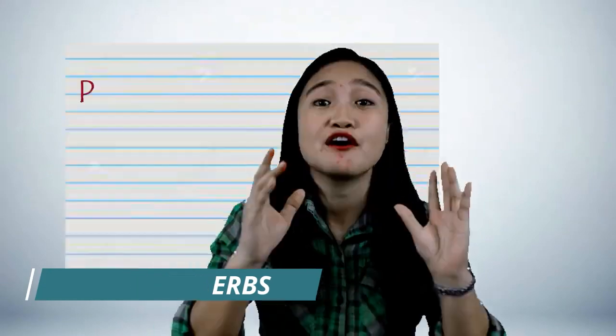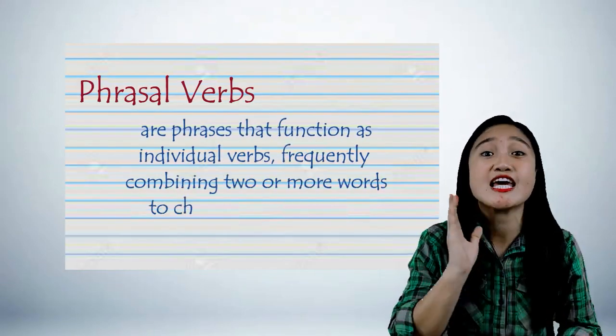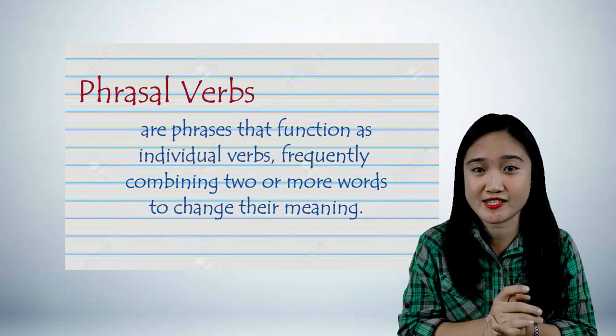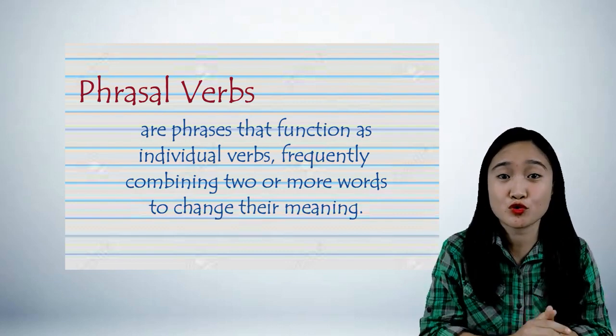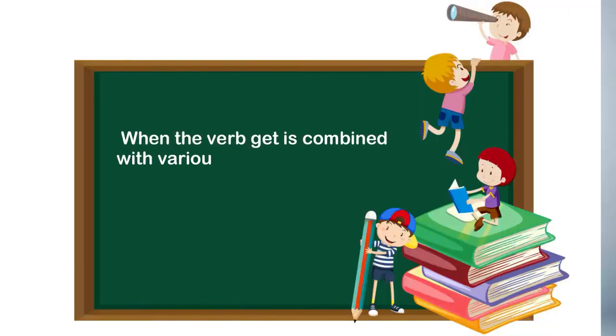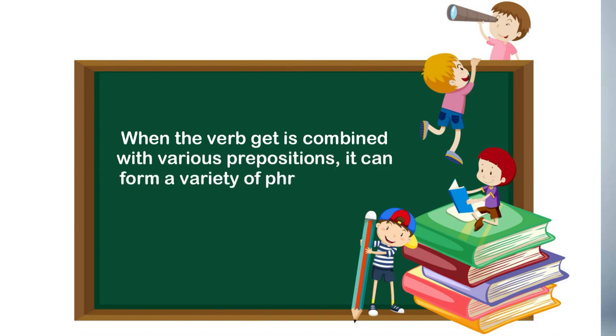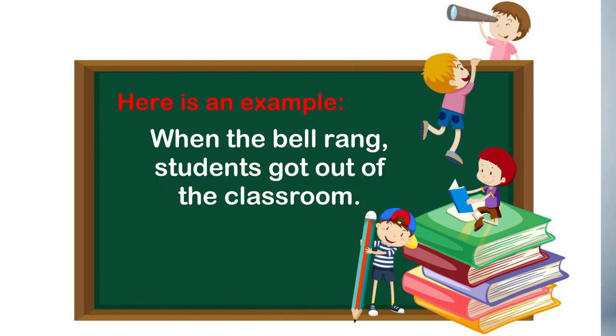So now let's talk about the phrasal verbs. Phrasal verbs are phrases that function as individual verbs, frequently combining two or more words to change their meaning. When the verb get is combined with various prepositions, it can form a variety of phrasal verbs. Here is an example. When the bell rang, students go out of the classroom.